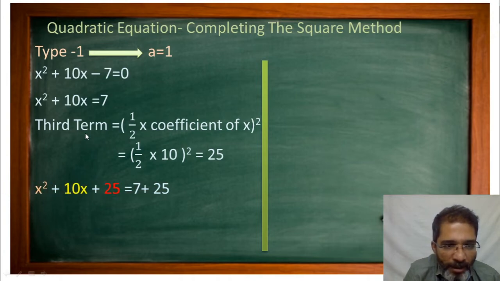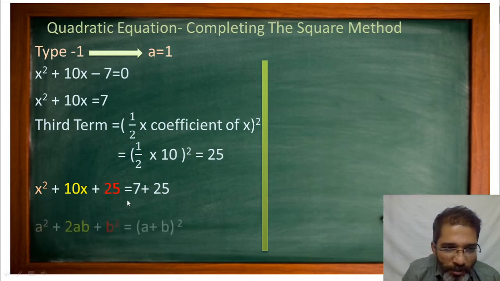Now this 25 you have to add on both the sides of this particular step. You can see this step. Yes, so I'm adding 25 on the left side also, as well as I'm adding 25 on the right hand side also. Okay, now this step is very important.